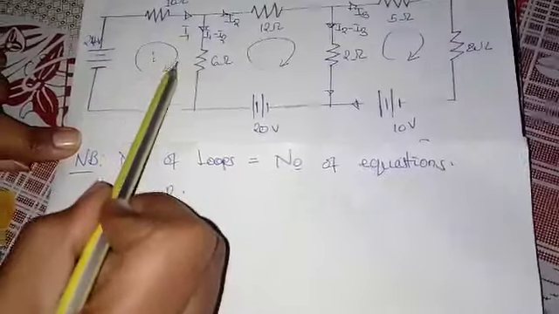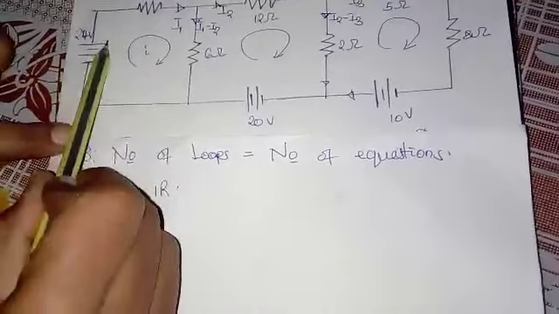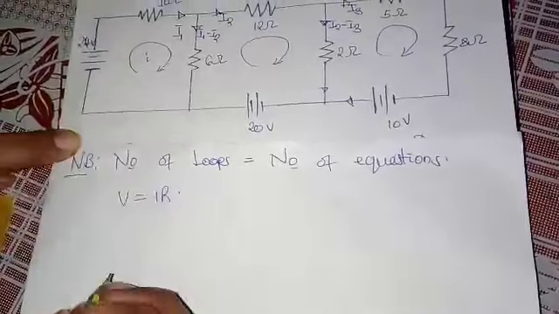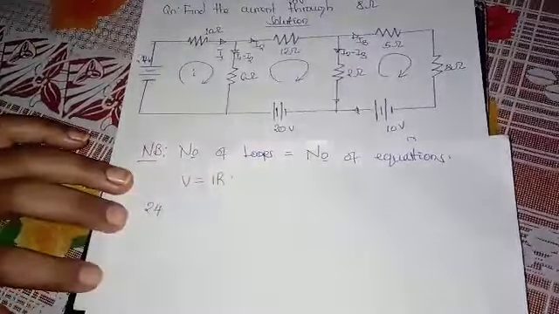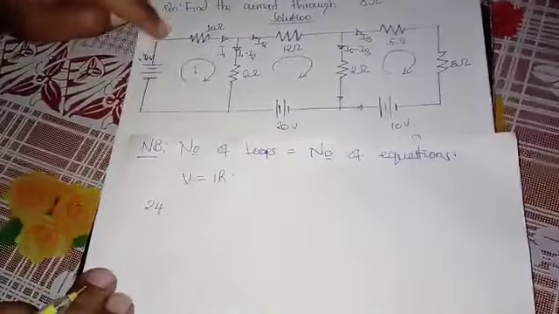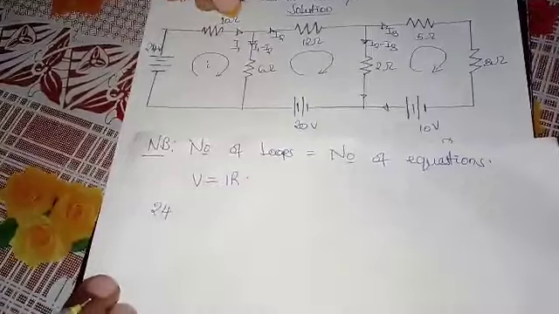24 volts, but 24 volts will be positive because of the direction of our loop. It means the loop is going from negative to positive. So our 24 volts will be positive. 24 volts, which is positive.